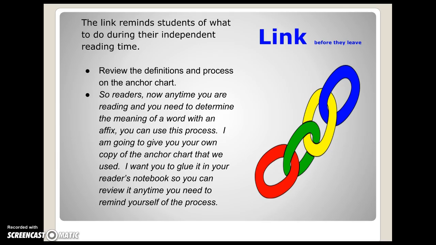I'm going to give you your own copy of the anchor chart that we just used. I want you to glue it in your reader's notebook so you can review it anytime you need to remind yourself of the process.